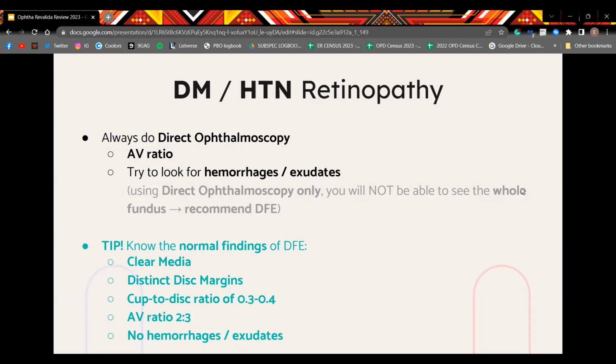If hindi mo na alam kung anong sasabihin dun sa direct ophthalmoscopy, balik ka lang dito sa normal findings, no? So clear media, distinct margins, cup-disc ratio 0.3 to 0.4, AV ratio 2:3, no hemorrhages, no exudate. So memorize siya to. Memorize siya to, guys.